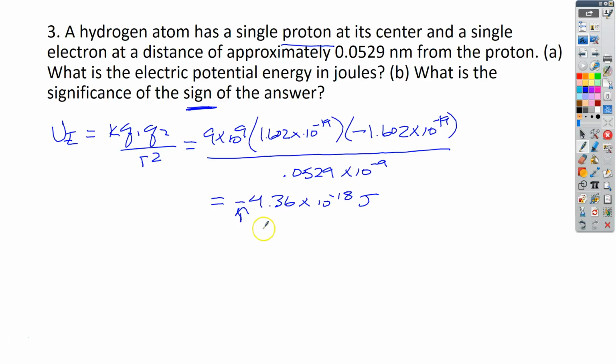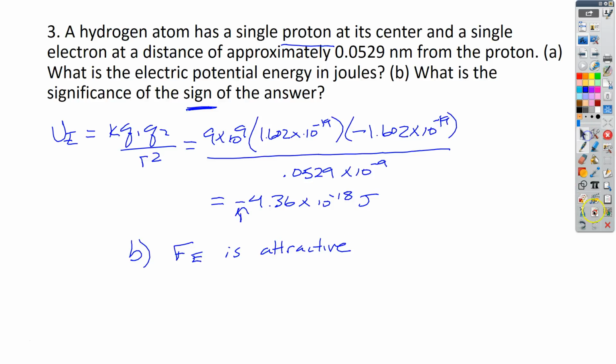And they want to know what is the significance of the sign of the answer. So when it's negative, what does that mean? That negative sign just signifies that the force of electricity between the 2 charges is attractive. So they do attract each other. And the potential energy is lower than if the 2 are separated by a great distance. So it's got a very small, very negative potential energy because of that.